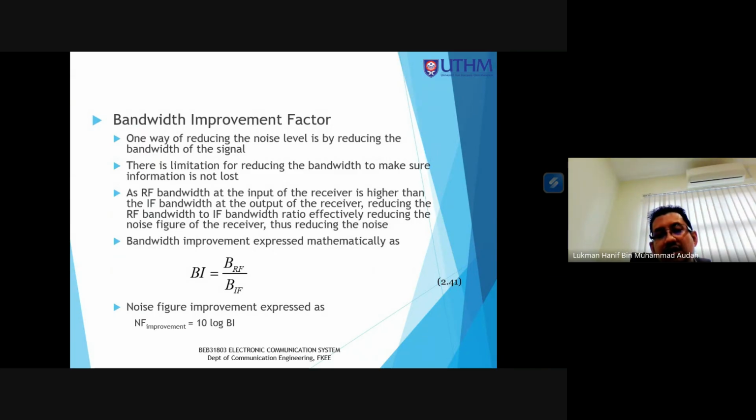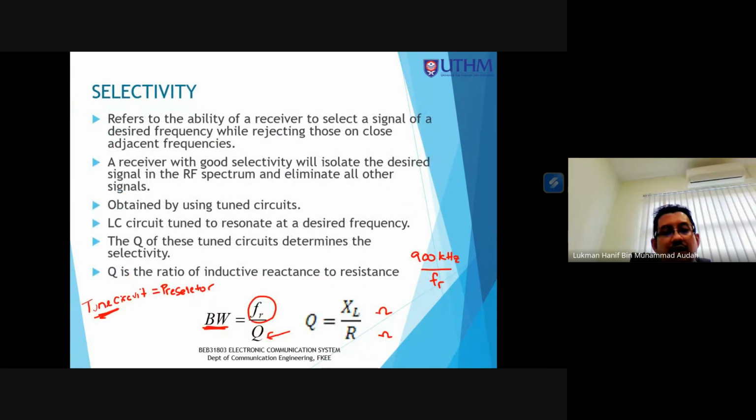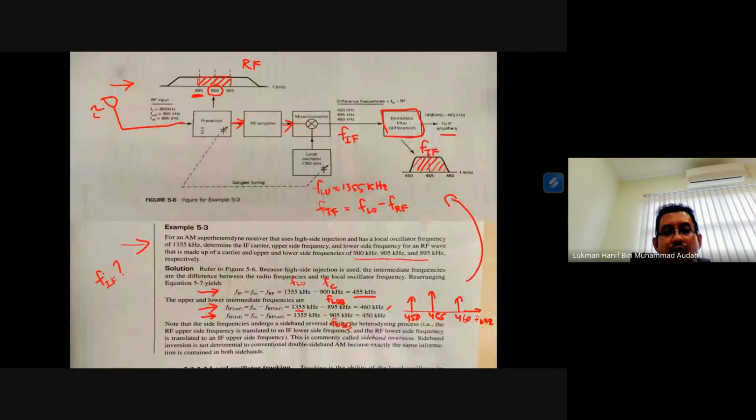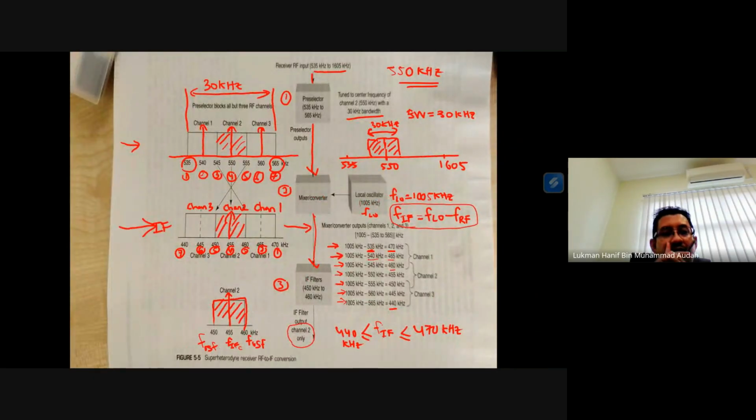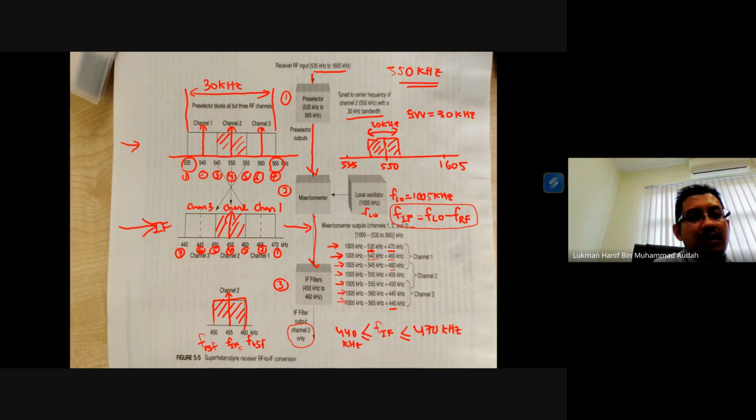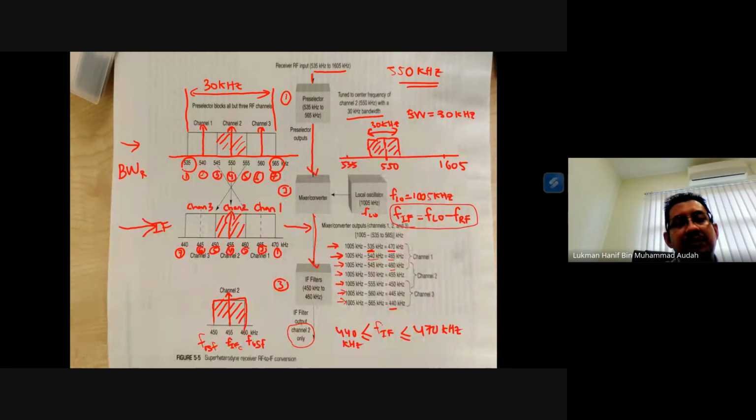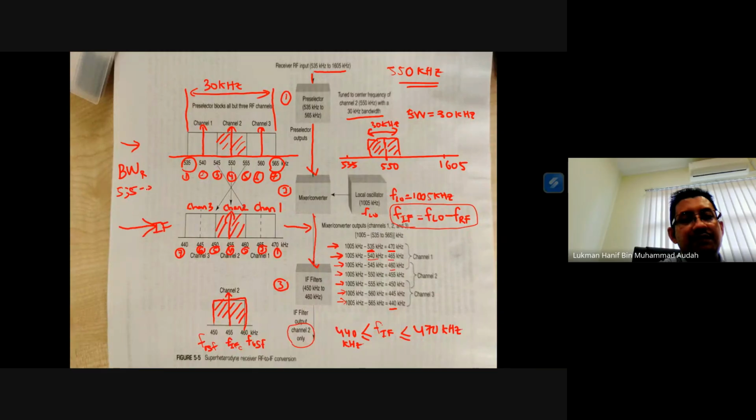So if you see, how can I show you? I want to go back to the slide. So if you see from here, the bandwidth of RF in this example is from 535 until 560. That means this is 30 kilohertz.